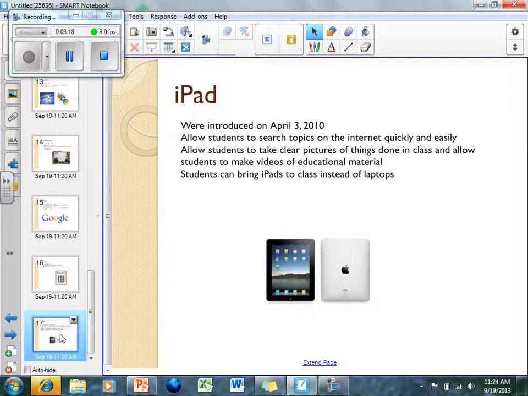And iPads were introduced on April 3rd, 2010, and they allowed students to search topics on the internet quickly and easily, and students could take clear pictures of things done in class and make videos of educational materials, and they were much easier than having to bring a laptop to class.